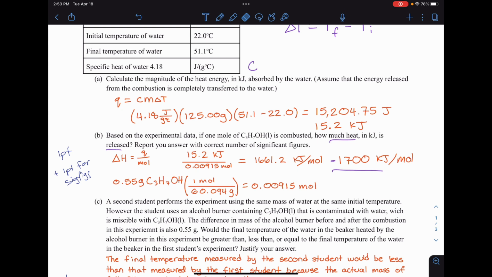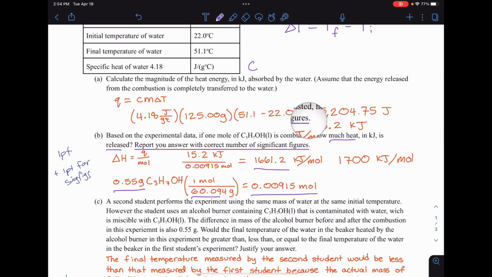Or just described as that much being released. So you've got 15.2 kilojoules as the Q, and then the moles comes from the 0.55 grams of propanol, using the molar mass of propanol by adding up all of the elements from the periodic table. This is how many moles combusted in order to produce the 15.2 kilojoules. So we're wondering, if we had a whole mole, not just a tiny fraction of a mole, how much would be produced? Well, when you calculate, you've got 1,661.2 kilojoules per mole. And this question says, report your answer with correct number of significant figures.